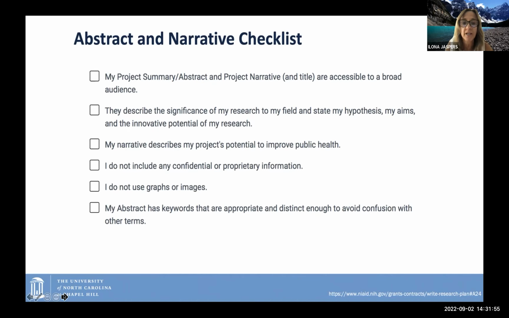Make sure that your abstract, and this goes back to the comment we just had about really guiding it towards a specific institute, is really critical. Make sure your abstract has the keywords that are appropriate for the institute and the study section you want this to go to, and distinct enough to avoid any confusion with any other terms. This is really important because we may think about certain terms in a very different way.